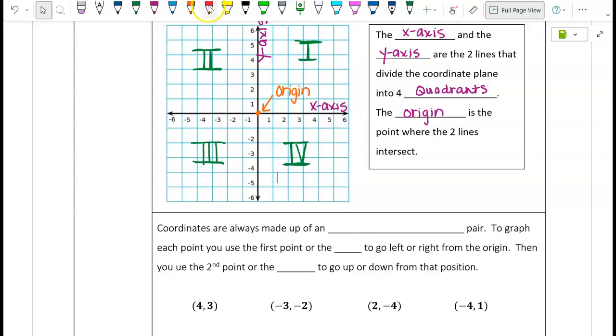Coordinates are always made up of an ordered pair. And that ordered pair is parenthesis x comma y parenthesis. Ordered pairs are always written in parentheses, and it's always the x coordinate that goes first, then the y coordinate. To graph each point, you use the first point, or the x, to go left or right from the origin. Then you use the second point, or the y, to go up or down from that position.